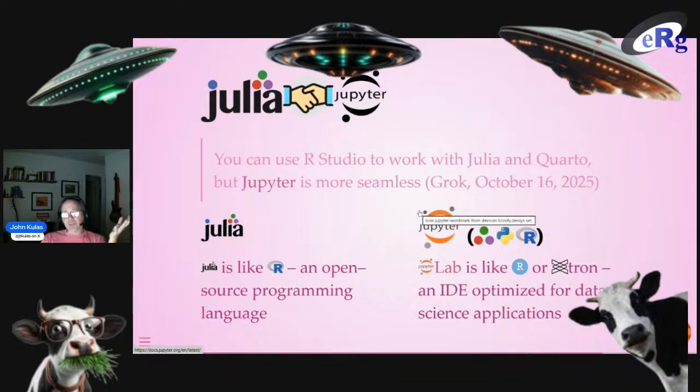So anyway, I should have put the prompt here as well, but this is not the prompt. This is just the answer. So Grok said that yes, you can use RStudio to work with Julia and Quarto, but you probably should use Jupyter.